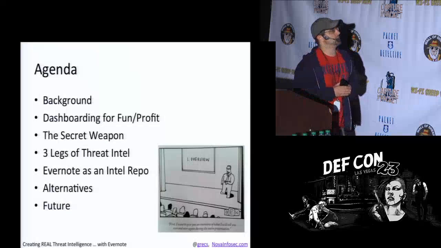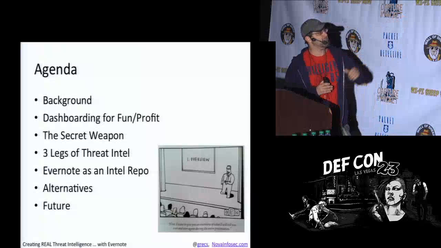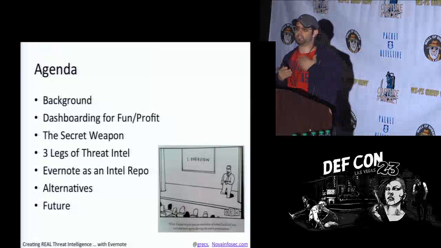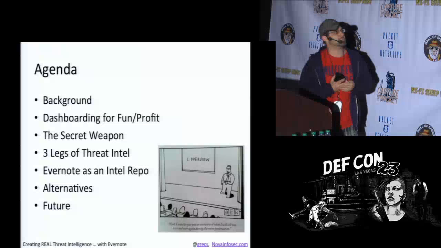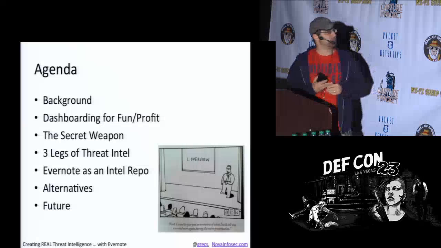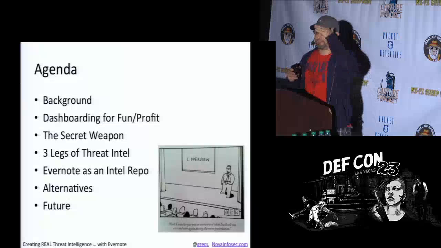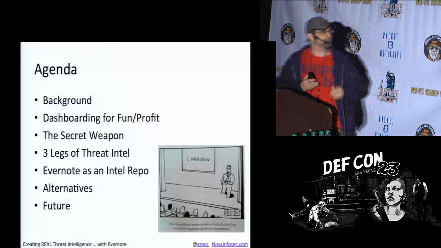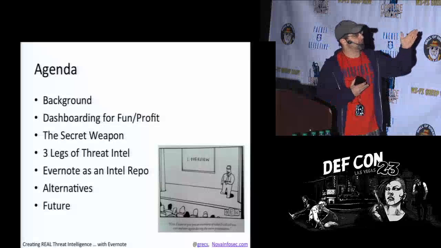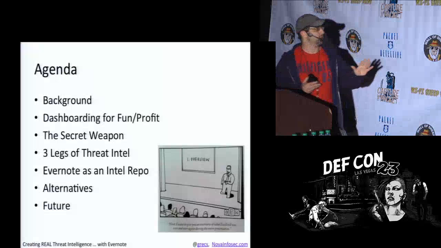Now to the point, this is what I'm going to cover today. Just a little bit of background about how I got here. There were 3 components that led me to using Evernote as a threat intel platform. The first part of that was dashboarding. The second part of it is the secret weapon. Does anybody know what the secret weapon is? No, all right. It's a pretty cool thing, right? And then the 3 legs of threat intel. There are multiple legs, but I'm just going to focus on 3.